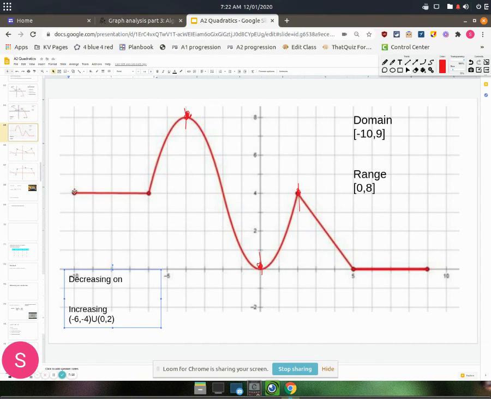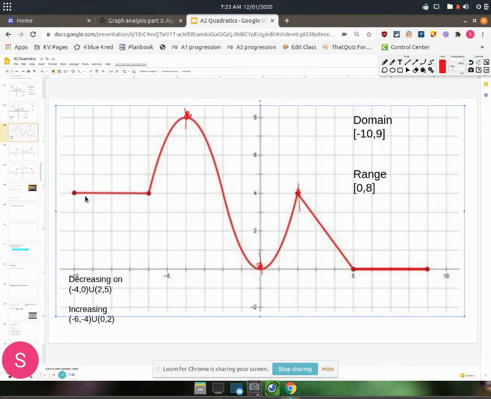So decreasing would be from here all the way to here, which is going to be -4. Remember, that's where we left off on that one. -4 to 0. And it's also decreasing from 2 until it gets to 5. Okay, so this set right here and here, even though it's in the domain, the function is not increasing or decreasing on those little intervals right there.